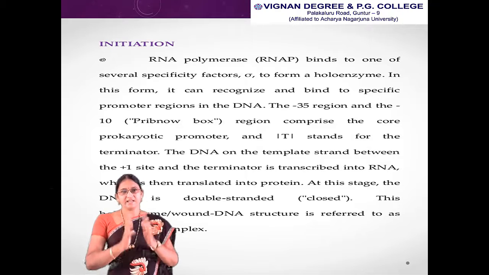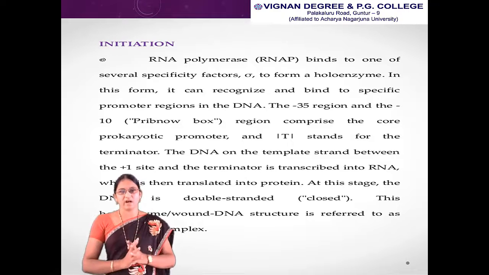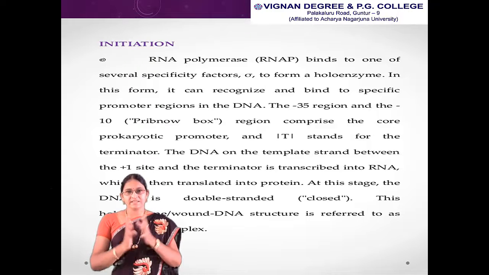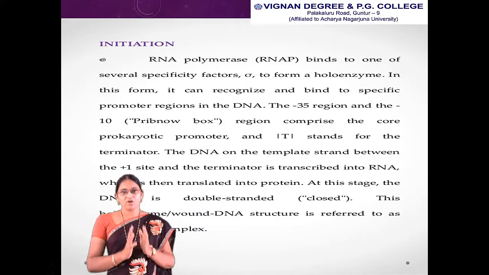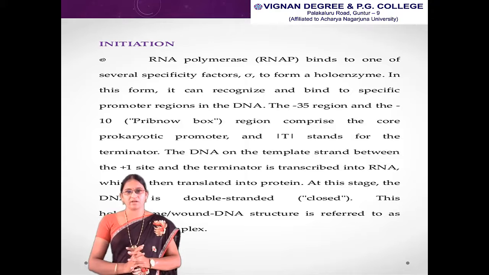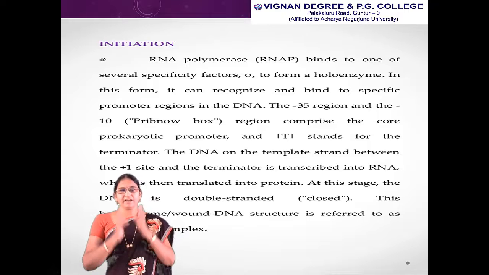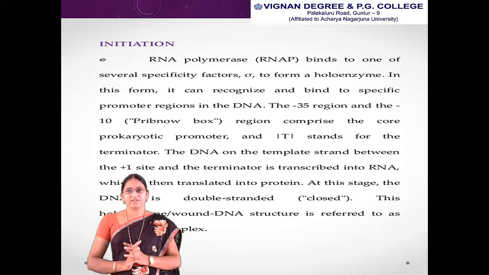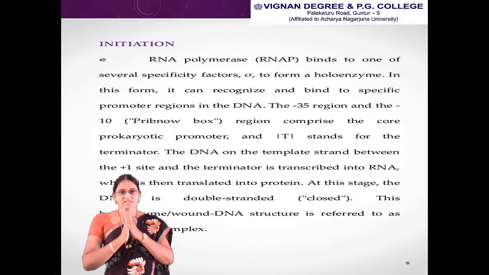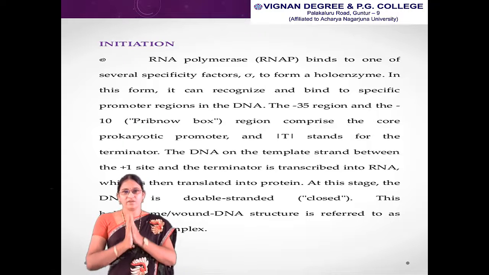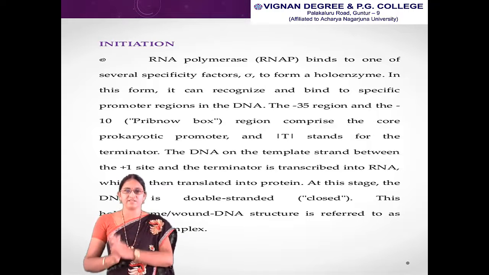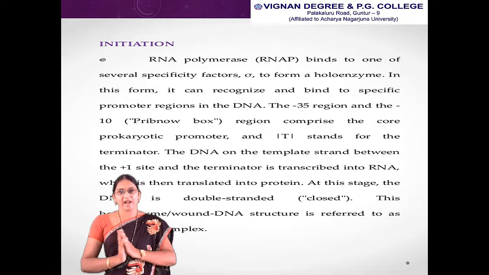Whereas the -10 region is known as the Pribnow box or Tata box. These regions comprise the core prokaryotic promoter. And here T stands for termination. Termination is nothing but certain signals found distant from the transcription start site. When the polymerase reaches that site, transcription ends.